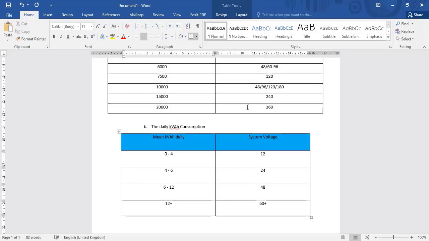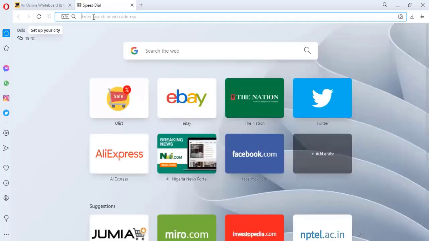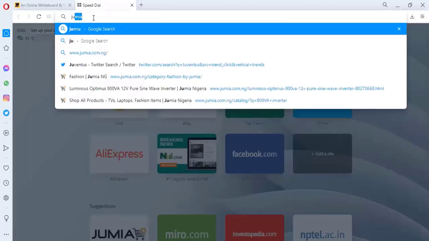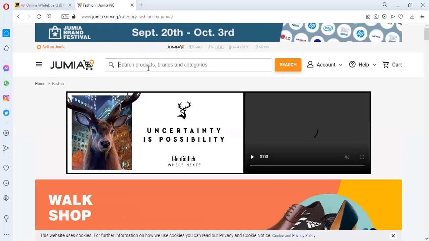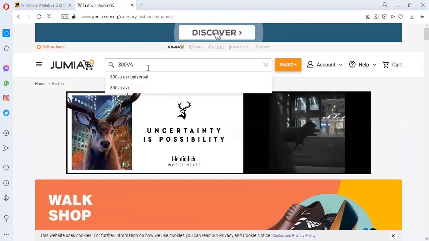Okay, so I believe I've done justice to this. Let me just show you something. I want to go online. So I want to go to Jumia.com. Jumia is an online store in Nigeria. So what I want to do is to search for an inverter. Let me search for an 800 VA inverter.